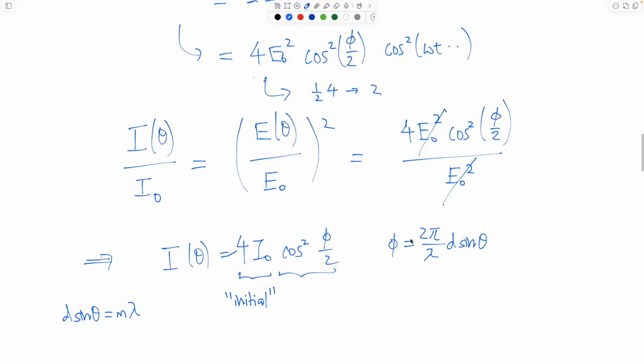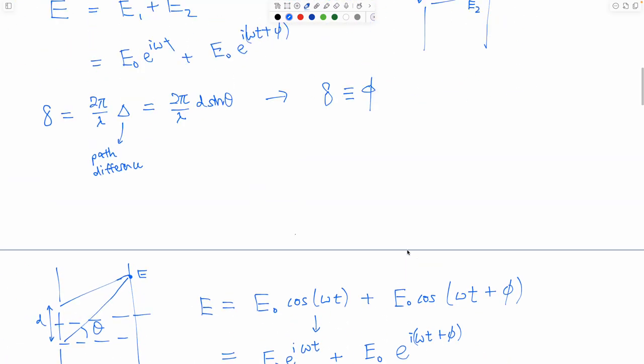Okay, so to summarize, what you need to know are the steps. First, you need to write E as a function of E1 plus E2, potentially plus E3, and so on. Sometimes they can give you a diffraction grating, which has not infinitely, but many, many slits, so you need to sum them all up. Step 2 is to take the real part of E.